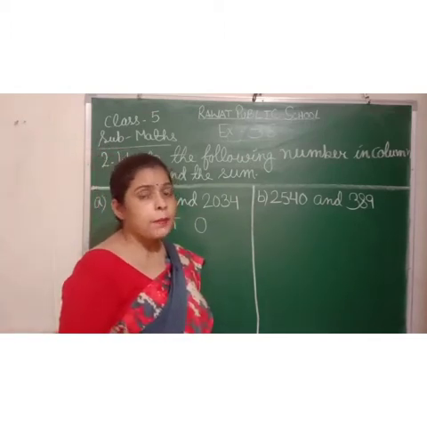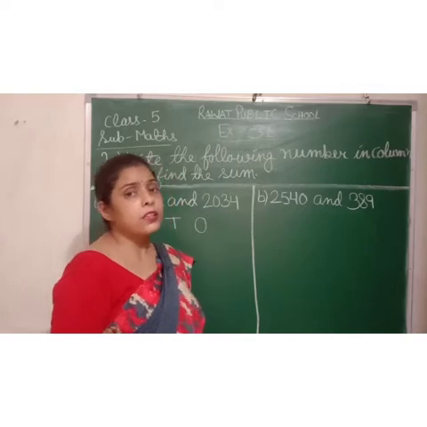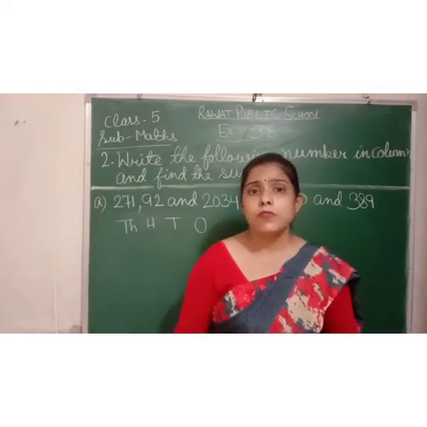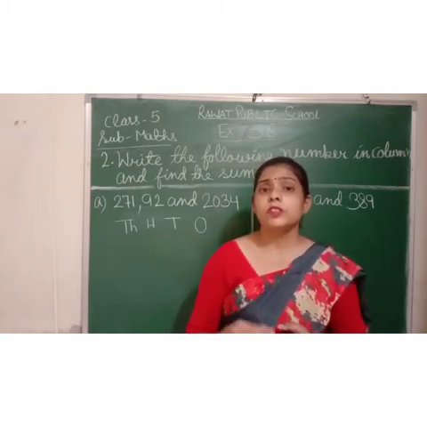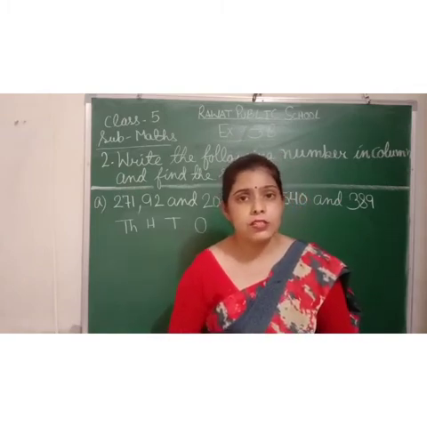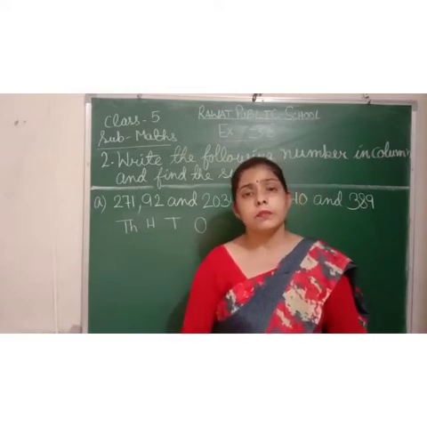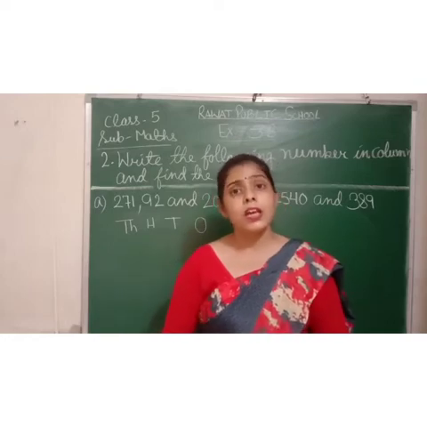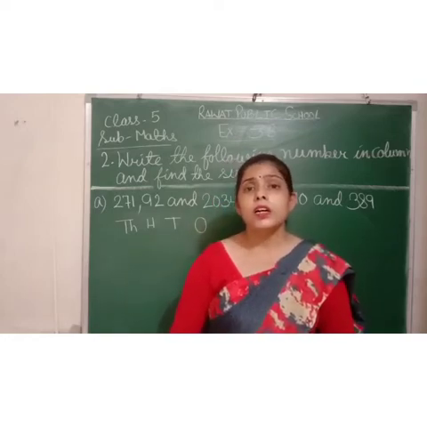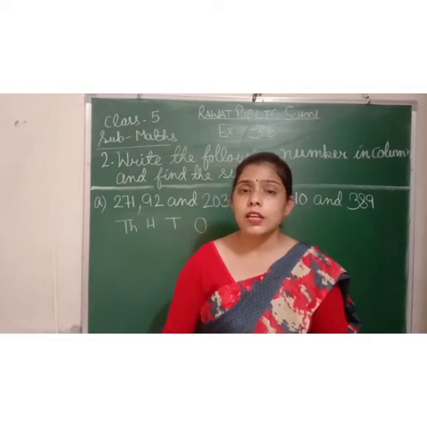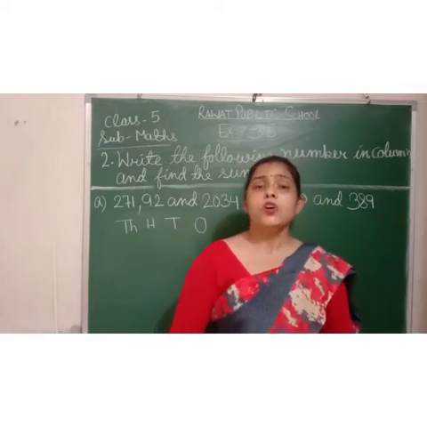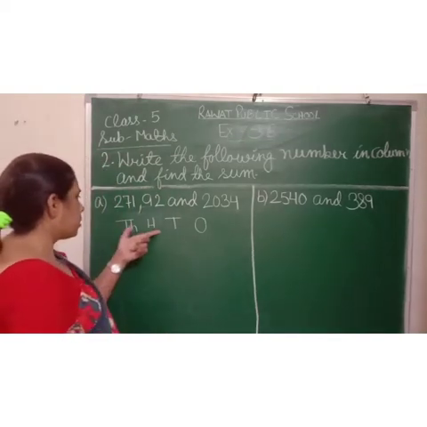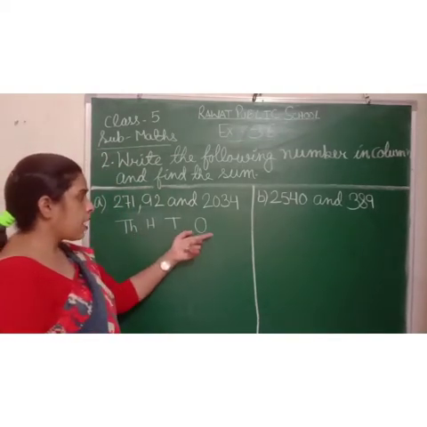Clear, students? But before finding the sums, we have to check their place value, or you can say the position of each and every digit in the number. आप नंबर में उन डिजिट्स की पोजीशन या फिर प्लेस वैल्यू चेक करोगे और फिर आपको नंबर्स को कॉलम में अरेंज करना है. Okay students, so for your convenience you can write down here thousands, hundreds, tens and ones.